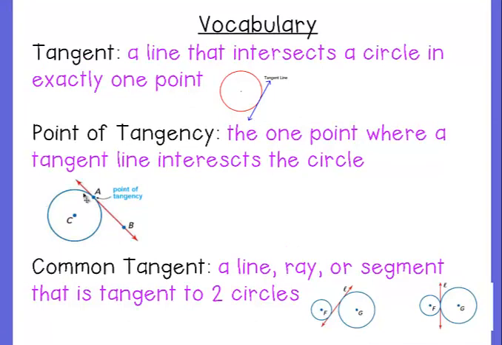And then your common tangent is when you have two different circles and they have the same tangent line. So it's a line, a ray, a segment, and it's tangent to two circles at the same time. So we have circle F and circle G, and line L is tangent to both of those circles simultaneously. Or sometimes it might look like this, like they actually share the same point of tangency. So the point of tangency for circle F is the same as the point of tangency for circle G.